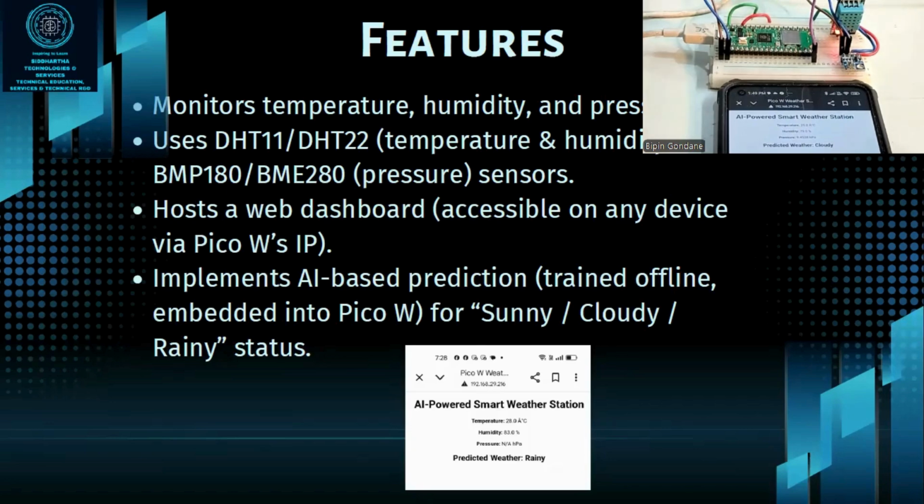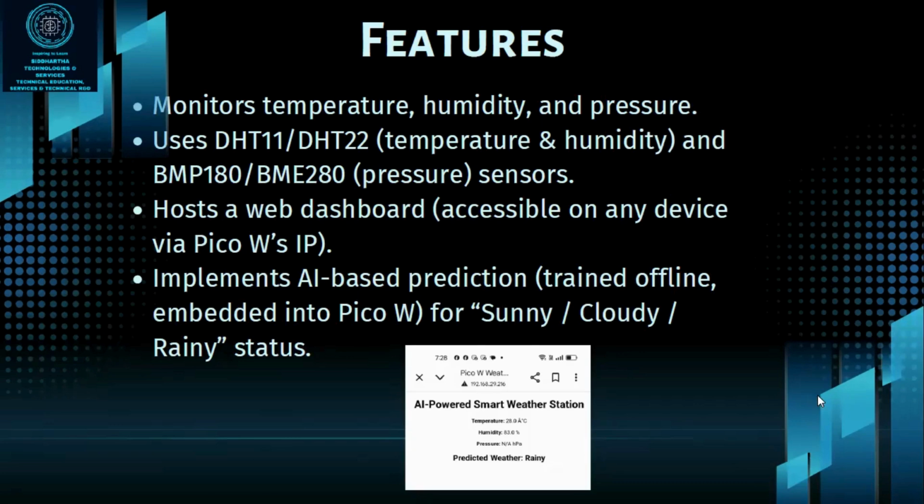Implement AI-based prediction, trained offline and embedded into the Pico W: the sunny, cloudy, and rain status. Three conditions are there: sunny, cloudy, and rain. Because this is a very small, tiny ML that we have used here, you have to remember that. Okay, now we'll go to the next one.